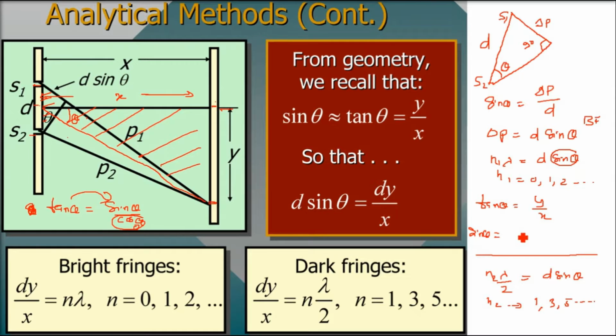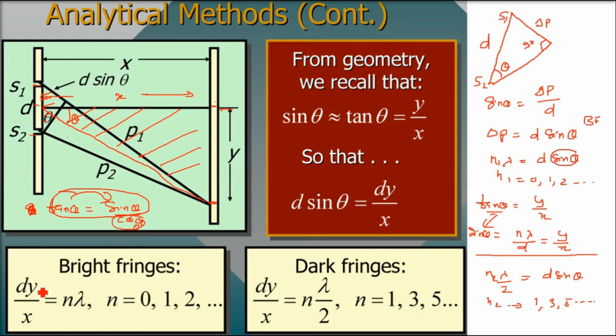So sine theta is what? n lambda by d. Sine theta is n lambda by d. And what is tan theta? It's equal to y by x. Because tan theta and sine theta we are taking equal because cos theta is 1 almost. So n lambda by d is equal to y by x. Now we get a relationship.